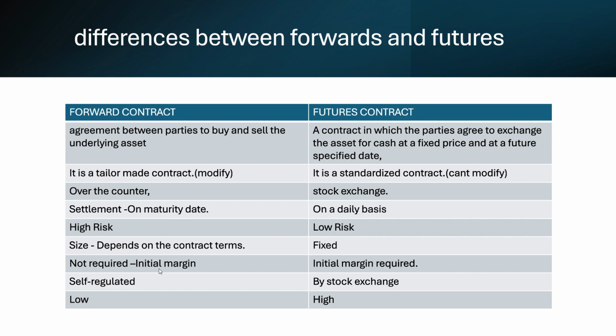For making a forward contract, we do not need any initial margin, but if you want to trade in a futures contract, you need an initial margin. Correct? A forward contract is self-regulated. Why self-regulated? It happens between one person and another, so as per their negotiation it can be altered or modified. But a futures contract cannot be altered or modified, because it is governed by the stock exchange. When it comes to risk, it is low risk. And when it comes to liquidity, a forward contract has low liquidity, but a futures contract has high liquidity.